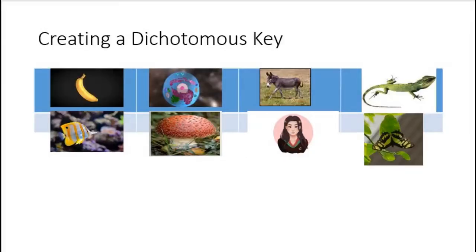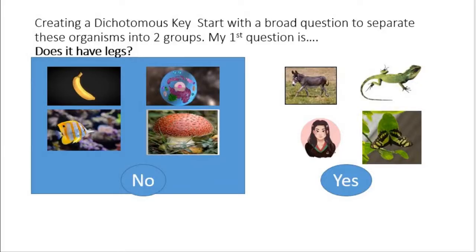So here I have 8 organisms. Let's pretend we don't have a clue what these are and set up a flow chart to try to identify them. The first thing you're going to do is to try to get them into 2 groups. The groups don't have to be equal. In this case, they are.